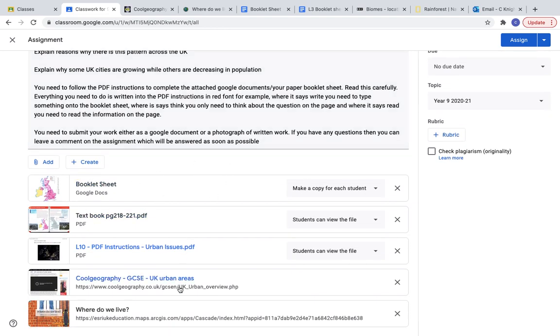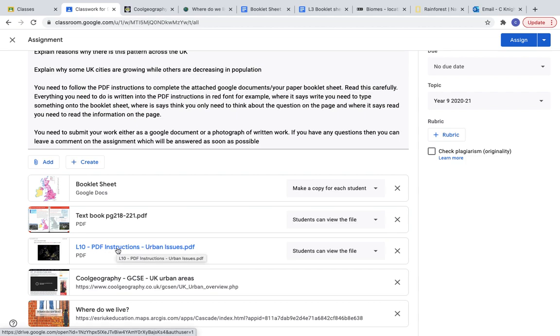So we can see here there's lots of attachments that you'll be able to see at the bottom of your page. So we've got the booklet sheet, which is where you'll write your answers. You can do this on the Google Docs, or you can do this in your own booklets if you have them. Completely up to you, but make sure that you either upload or take a photo of the booklet page if you do it handwritten. There's also a textbook page here which might help you out later on in the lesson, but I'll explain that further later on. And then a few videos and links that you can click on to help you out.